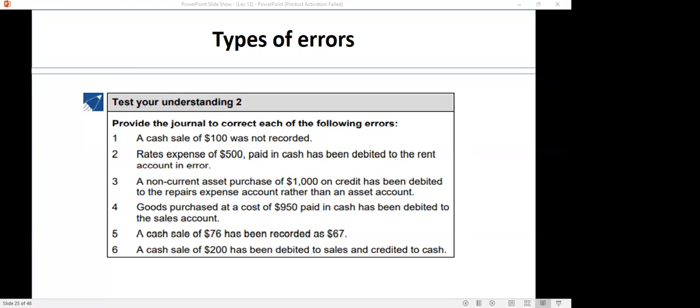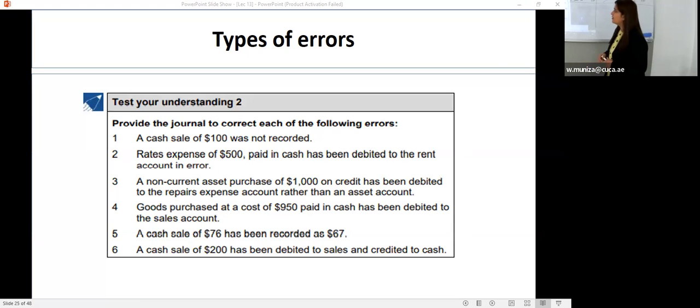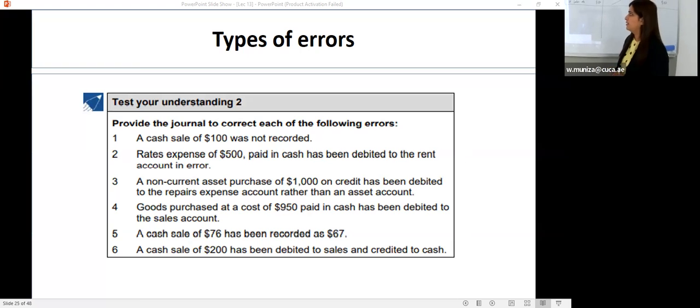Okay, then. Second one is rates expense of 500 paid in cash has been debited to the rent account in error. Which type of error is this, students? Rates expense has to be debited, but wrongly we have debited rent account. Second type of the error, that is error of commission. Very good, excellent. It means that head of account is correct, but category is wrong.